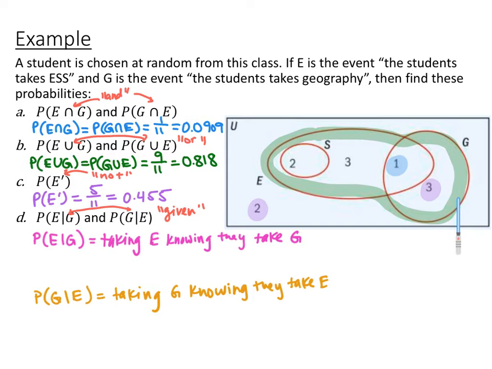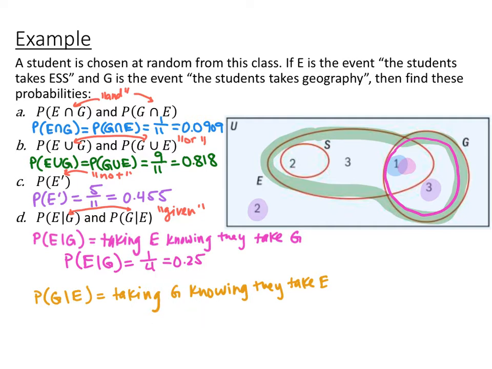Find the probability that they take ESS. If you haven't already done so, go ahead and pause the video and do that first one. So we know they take geography, so we're only looking at the 4 students who take geography, and then given just those 4 students, what's the probability that they take ESS? Well, there's 1 who is also taking ESS. So you end up with 1 out of 4, or 0.25.